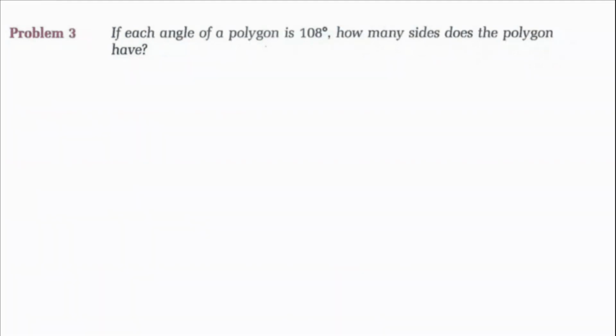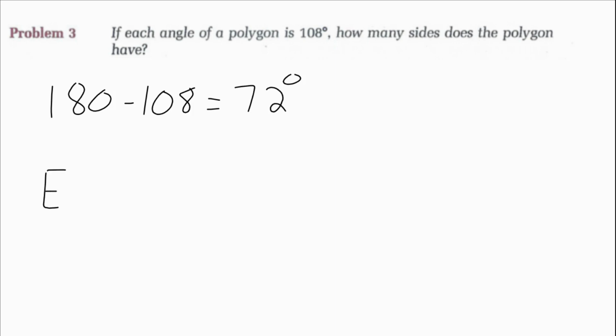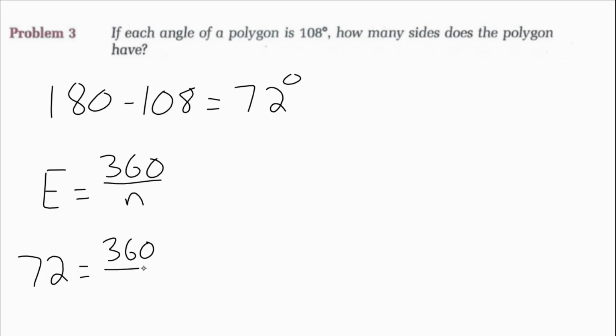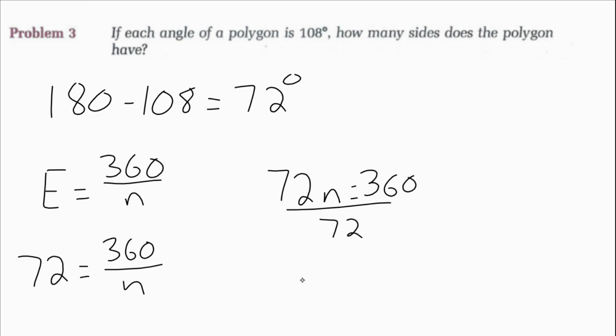Looking at problem 3, if each angle of a polygon is 108 degrees, how many sides does the polygon have? This time I'm given the measure of the interior angles. I'll use that to find the measure of an exterior angle. So 180 minus 108 would mean each exterior angle is 72 degrees. Now I can use my formula E equals 360 over n, where E in this case is 72, so 72 equals 360 over n. I will multiply by n, so 72n equals 360. I'll divide everything by 72, so n is 5. So I have a pentagon.